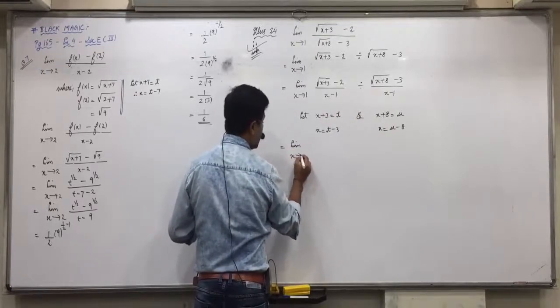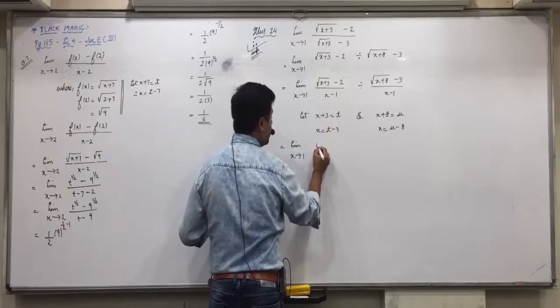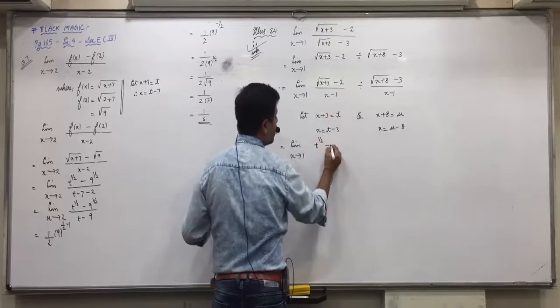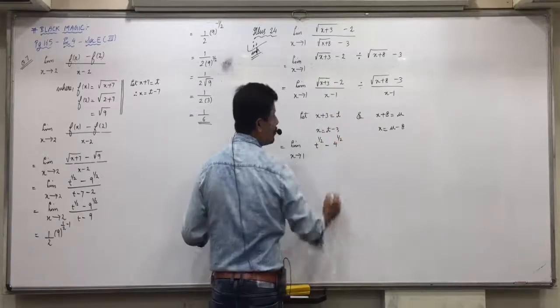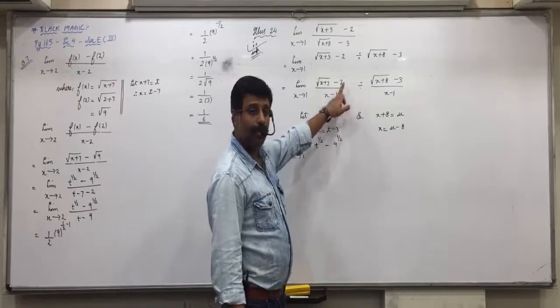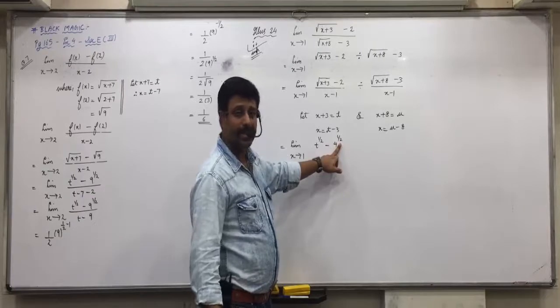Now limit x tends to 1. In place of x plus 3 I can write t, raised to 2 will be square root of 4. So 4 raised to 1 by 2. Is it fine? Any confusions with this? Raise your hand.